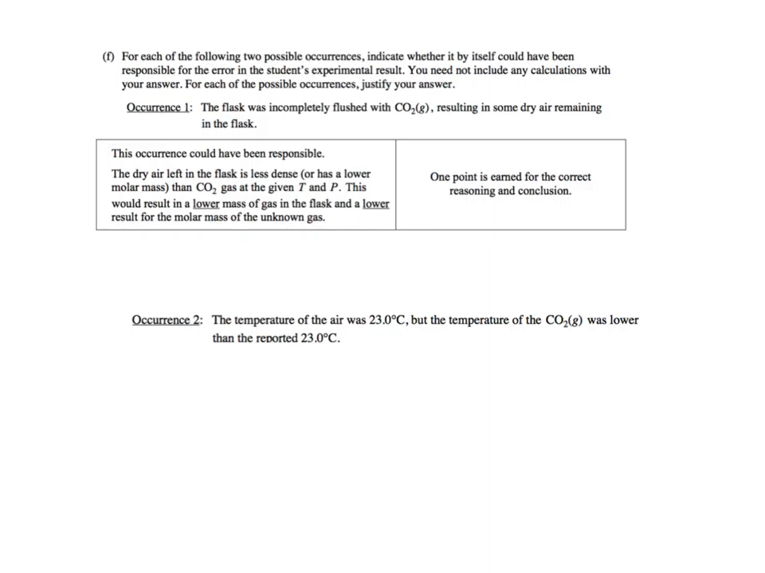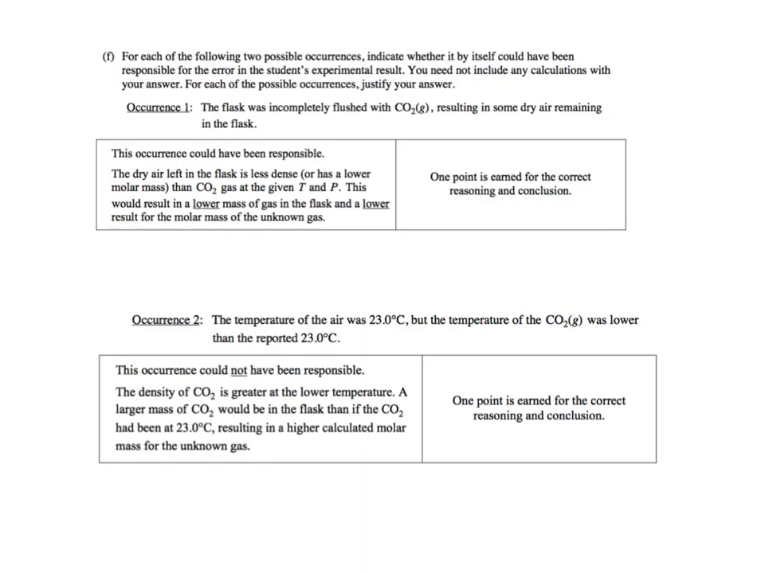What it's saying there is we assume that the temperature of the CO2 was 23, but it was actually lower. So if you go back to when we solved using PV equals nRT, you realize that we had a higher temperature than we actually had, so that made the number of moles smaller, which made the molar mass higher than it should be. In other words, this mistake would not have done that. So this is not considered to be a good explanation, or this occurrence wouldn't have accounted for that particular error.